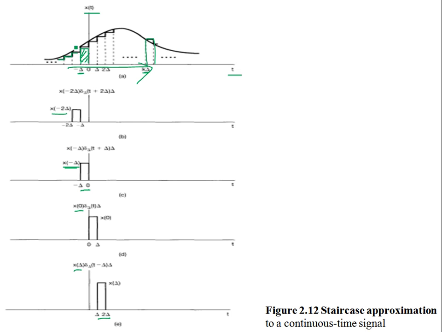Okay, similarly, you can express a continuous time signal in terms of the continuous time impulses delta(t) with the weights which are precisely equal to the value of the signal at that particular instant where the delta(t) exists. For example, this exists at minus 2 delta, so this is minus 2 delta. This exists at minus delta, so the value is x(minus delta), and this is the area.